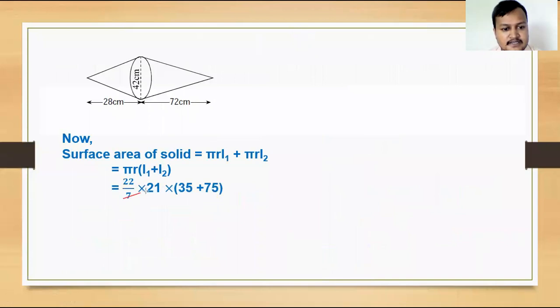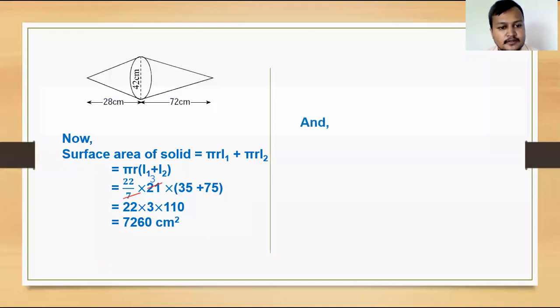Now cancel out this one. 7 3s are 21. And next thing is 35 plus 75. What is its value? 110. 22 into 3 into 110 is the final value of the surface area of the solid. Multiply these. 7260. Okay, 7260 square centimeter is the surface area of this solid, made up of two cones.